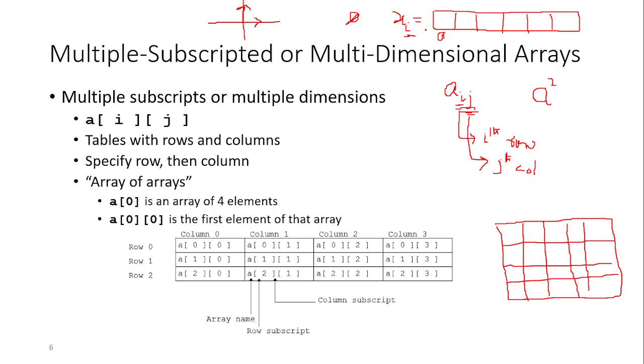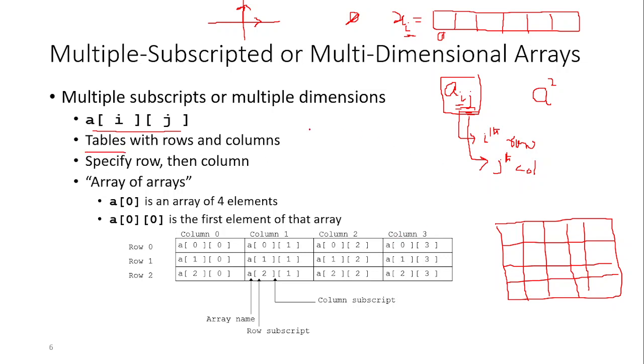So that vector has components which are not necessarily rectangular components, and their number is not necessarily restricted to two or three. They can have as many components as we want, okay? So this is basically a double subscripted or multi-subscripted array. This is what we mean by multi-subscripted: multiple subscripts or dimensions. So now we are talking about tables with rows and columns, okay?